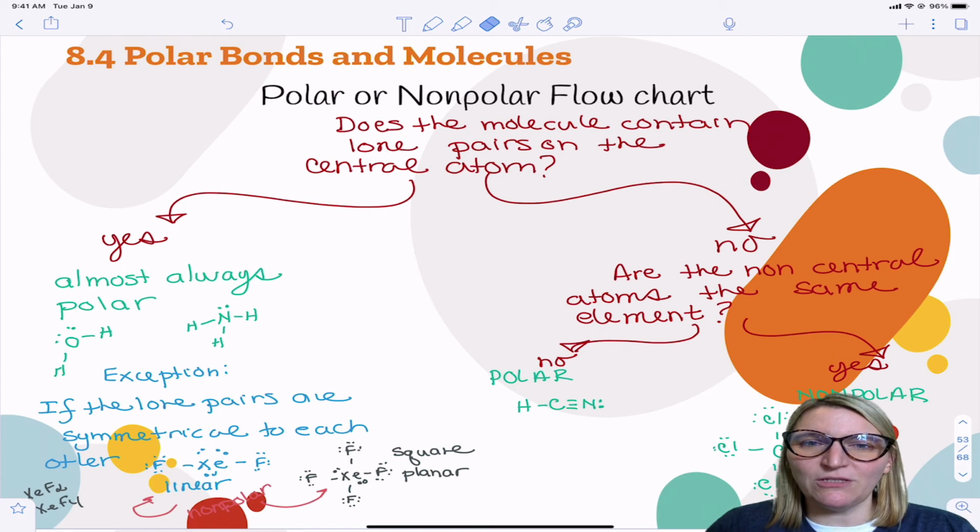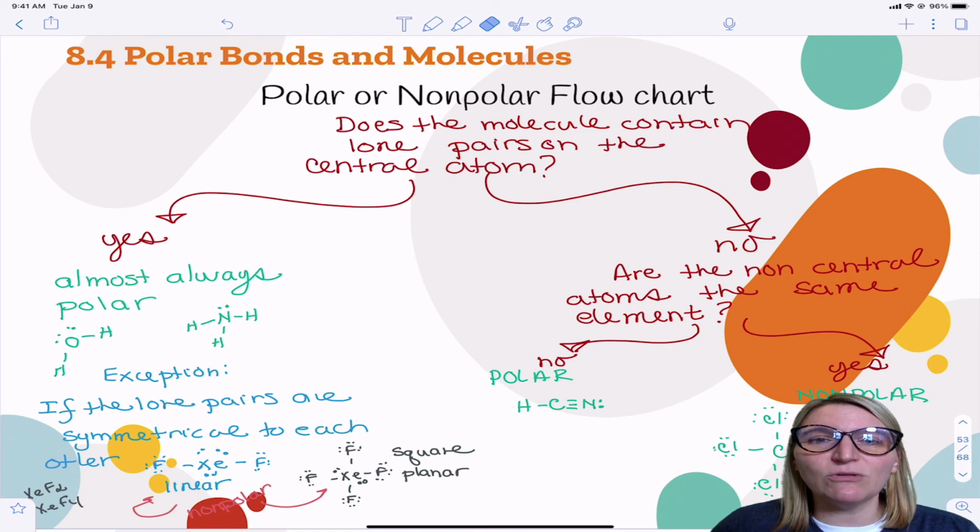The exceptions to those are where the lone pairs themselves are symmetrical with each other. That happens when you have a linear molecule with 5 electron domains. So 5 electron domains, 2 bonds, 3 lone pairs. That's linear, but look at those electrons. They are all in the equatorial position, positioned 120 degrees apart. Those electrons are spread out evenly, so that's actually a nonpolar molecule.